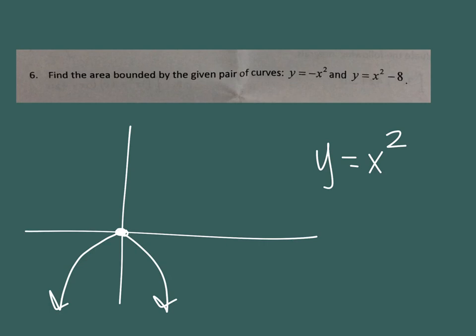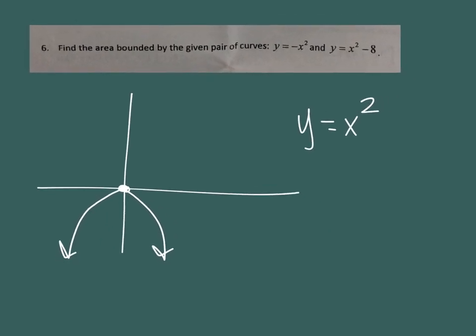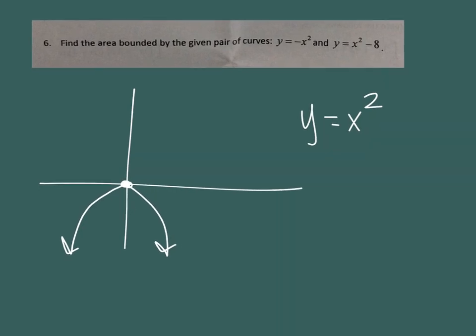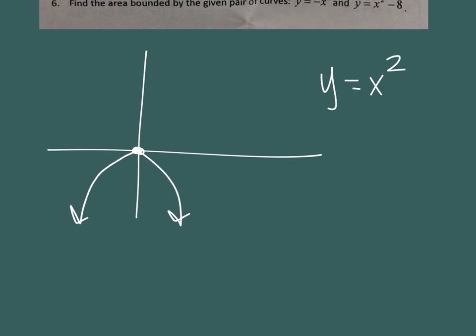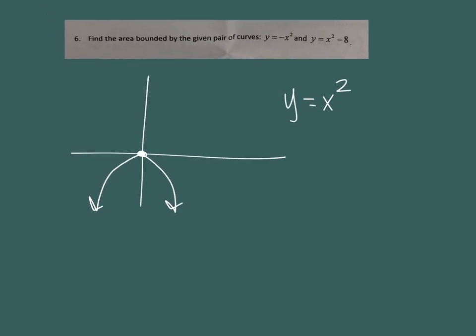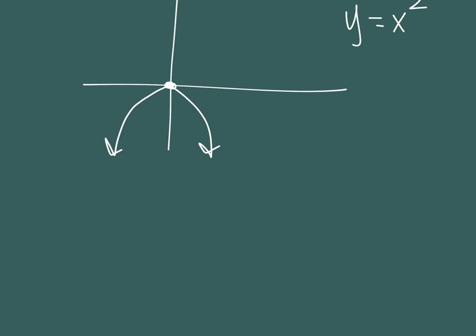Then there's another graph, y equals x squared minus 8. So x squared minus 8 is also based on the graph of x squared, but it will be translated 8 units down. So suppose this is negative 8, then the second graph should start from that negative 8 and then go up, because it is a positive x squared.